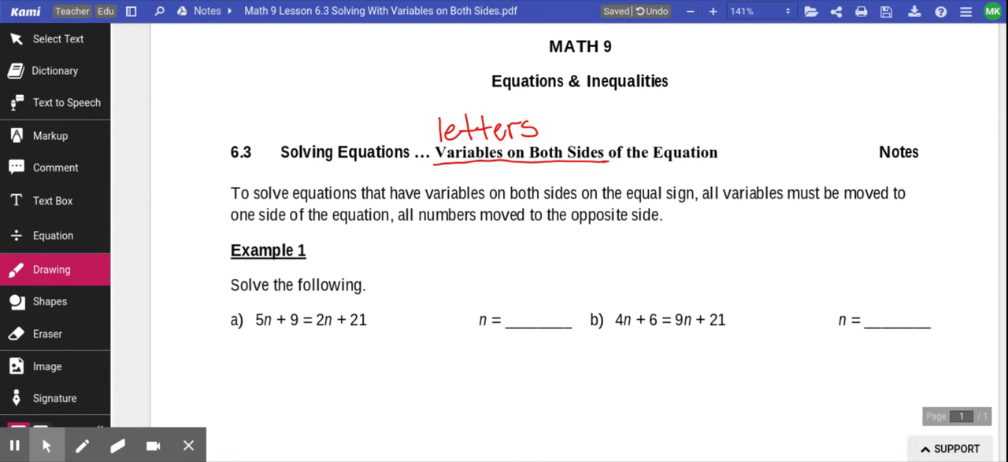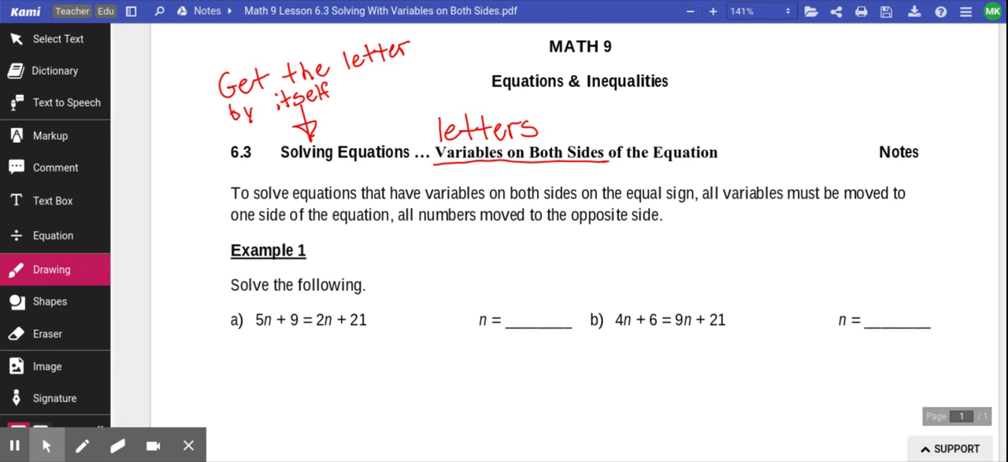Also, just a reminder that for solving, our goal is to get the letter or the variable by itself. In the previous lessons, we had one-step equations where it was pretty simple. You just had to add or subtract or multiply or divide. And then in 6.2, we had more complex ones where we had to maybe do some multiplying, adding, subtracting, dividing, all in one question. And this one's a little bit more unique, a little harder, because now we have letters on both sides of the equal sign, where in those previous questions, the letters were always only on the left side or on the right side.